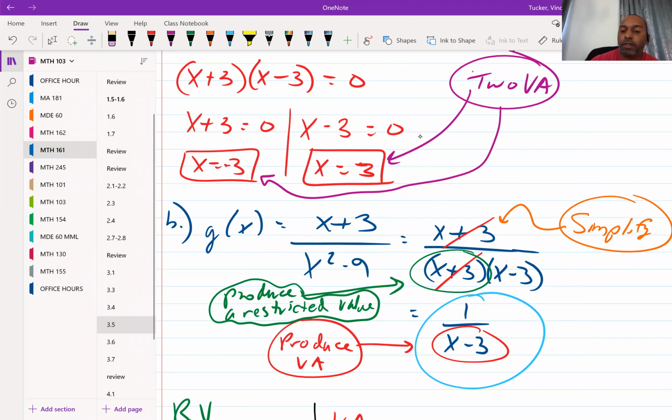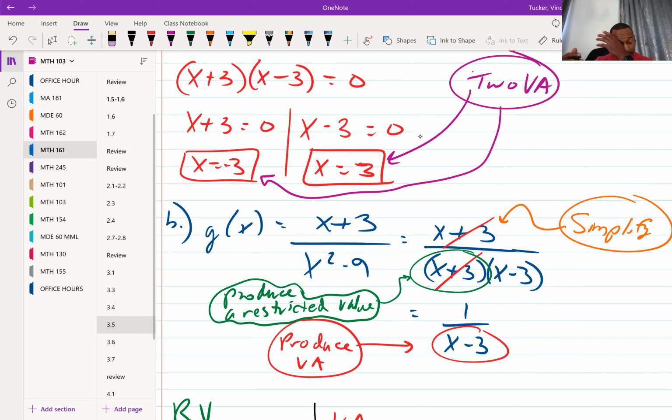And so I try to color code what's going on here. You can't ignore that there was an x plus 3 in the numerator initially, and so that's going to produce a restricted value. We still have to account for it, but it does not produce a vertical asymptote. So notice what is left in our denominator, x minus 3, will produce a vertical asymptote, but we still have a restricted value from the other piece that canceled out.